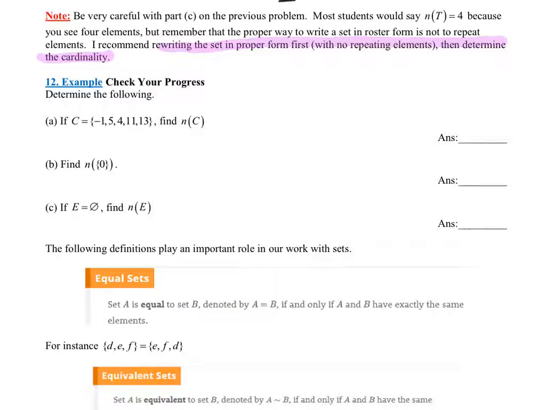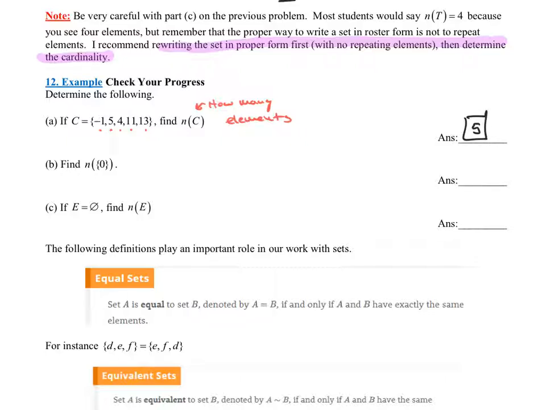Okay, let's look at number 12 here. Check your progress. Determine the following. If C equals -1, 5, 4, 11, 13, find n of C. So all they want to know is how many elements. That's all that means. And you can just count them. We're looking for distinct elements. 1, 2, 3, 4, 5. I see 5 separate things. The cardinality of it would be 5.